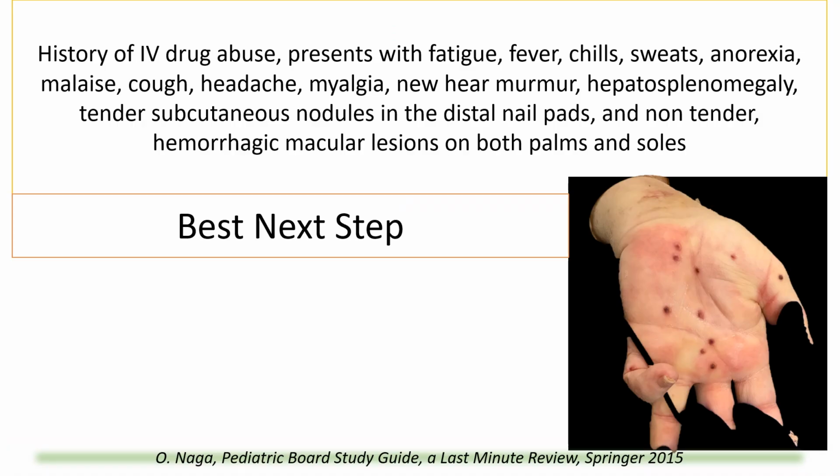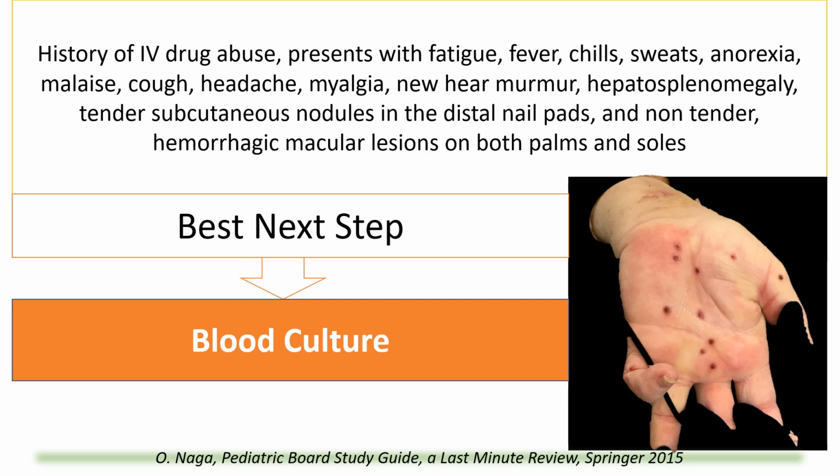If you have a patient with history of IV drug abuse, presents with fatigue, fever, chills, sweats, anorexia, malaise, cough, headache, myalgia, new heart murmur, hepatosplenomegaly, tender subcutaneous nodules in the distal nail pads, and non-tender hemorrhagic macular lesions in both palms and soles, what is the best next step? Blood culture.